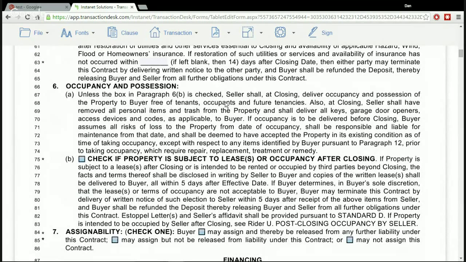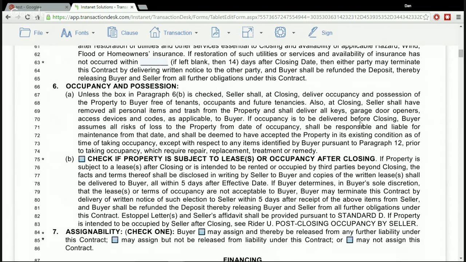Part A says, unless Part 6B is checked, which is not for this purpose, then the seller shall at closing deliver the property to the buyer free of tenants, occupants, and future tenancies. So no leases can be in place unless this 6B is checked. Also at closing, the seller shall remove all their stuff. Get your crap out of there. Take all your personal items, your trash, property, everything, and give the keys to the buyer, give the garage door openers, give the remote controls to the ceiling fans, whatever you got. Give the keys to the clubhouse, the keys to the mailbox, give it to the buyer on closing.